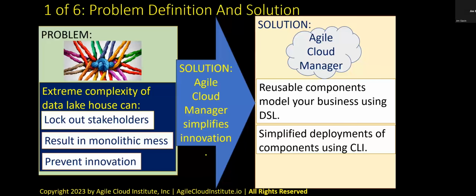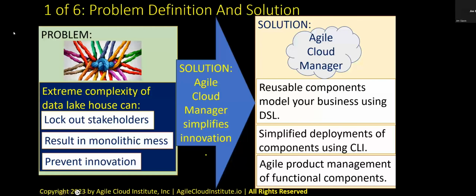Second, Agile Cloud Manager's command line interface, CLI, makes it easy for you to deploy changes to each of the components that you can define using our domain-specific language. Third, Agile Cloud Manager makes it easier to put each component of your data lakehouse into its own Agile product management program because the components are software-defined, and because the software definition allows deployment of changes to individual subcomponents. Together, Agile Cloud Manager's domain-specific language, command line interface, and Agile product management can solve the common problems in data lakehouses so that your organization can leverage data to innovate more easily.